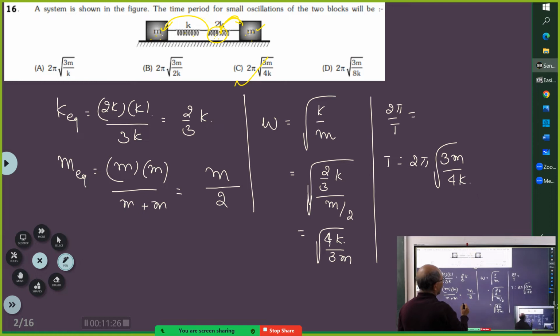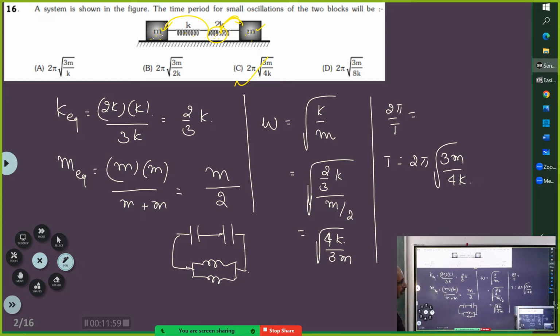See what happens here. These two springs are in series. This situation is similar to what? The capacitors in series, correct? Do you remember? These two springs are similar to capacitors in series, and these two masses are something like inductors in parallel. So this is the logic with which the equivalent mass has been found. Got it? I have explained this with this logic.